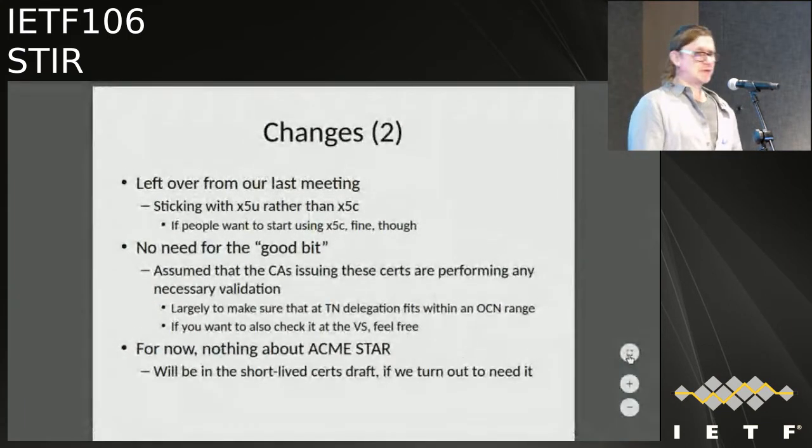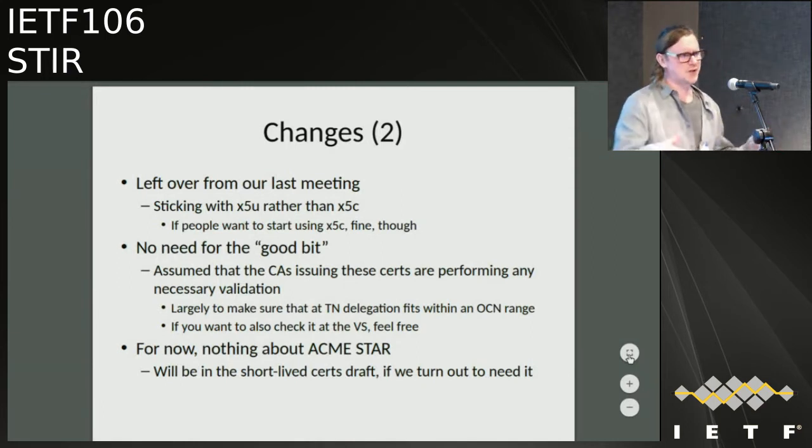More stuff left over from last meeting. I did just restrict pretty much to using x5u, since everyone's using x5u, and I understand there are already PEM chains in x5u. We could use x5c because it's designed for a specific purpose in JOSE, but if people want to start doing it, that's fine. Right now, pretty much everyone is using x5u though, so I would probably stick with that.